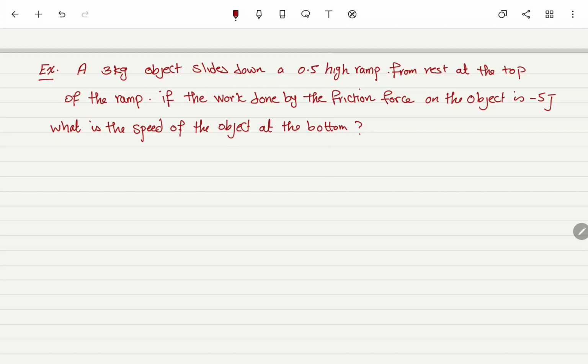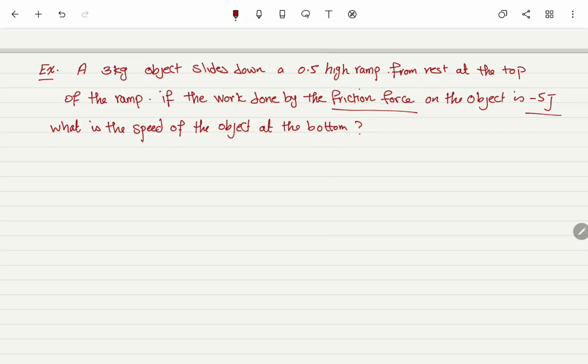Example: a 3 kilogram object slides down a 0.5 meter high ramp from rest at the top of the ramp. If the work done by the frictional force on the object is equal to minus 5 joule, what is the speed of the object at the bottom?